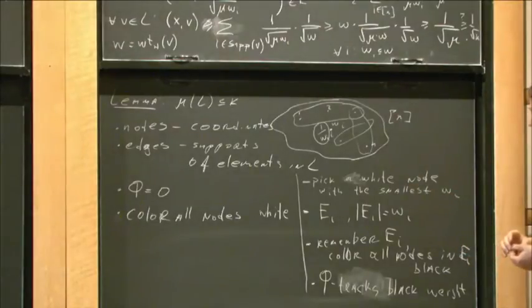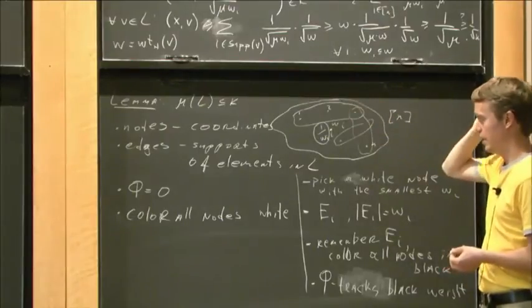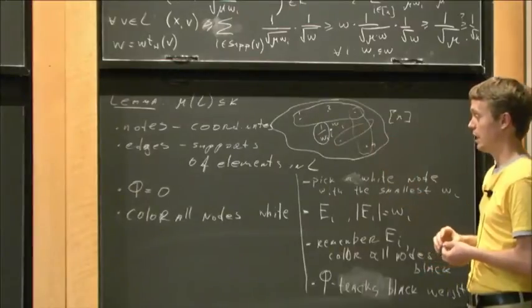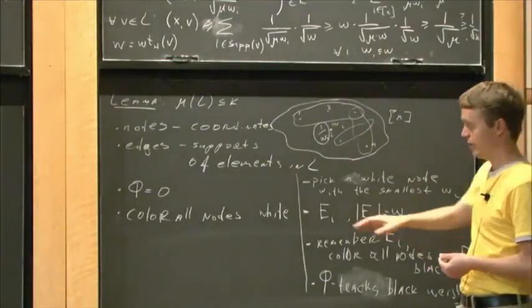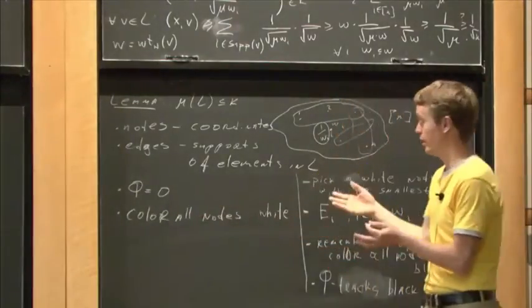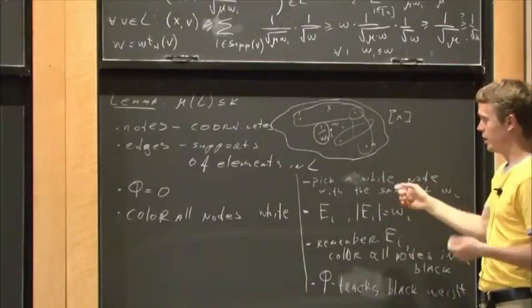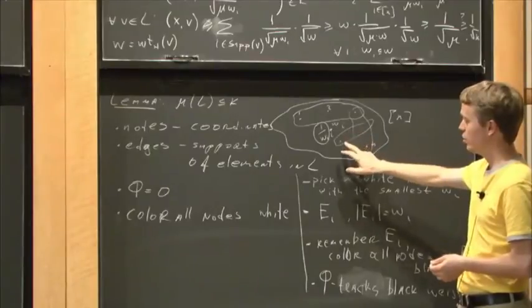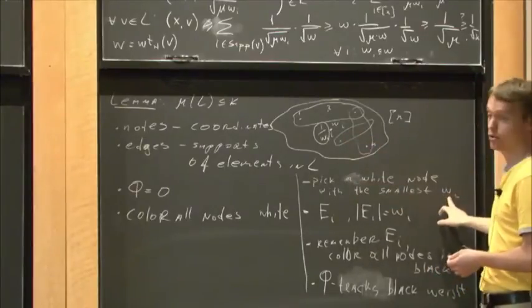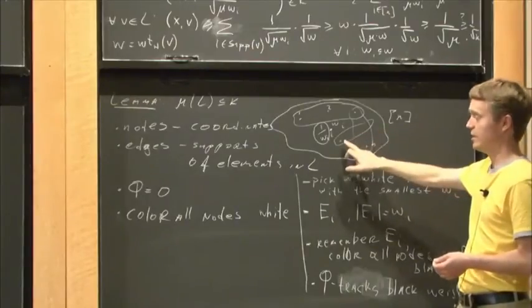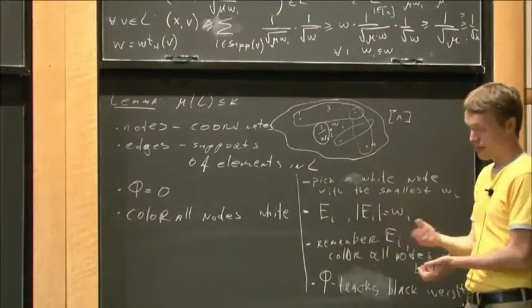The way I'm doing that is I'm building this hypergraph, and then coloring the nodes white, and I have the potential function that keeps track of the weight of black nodes. Originally it's 0. Then I do the following iterations. I take the node with the smallest value of wi, I take the hyperedge that gives it this weight wi, and I add this hyperedge to my set.